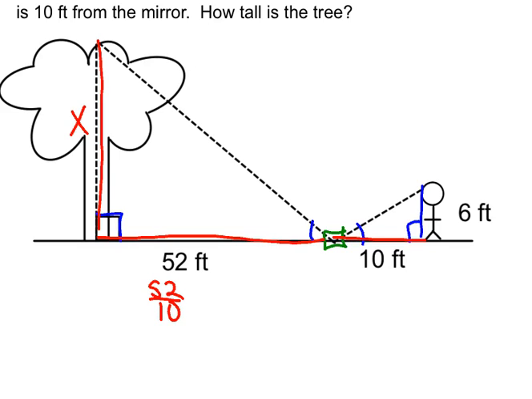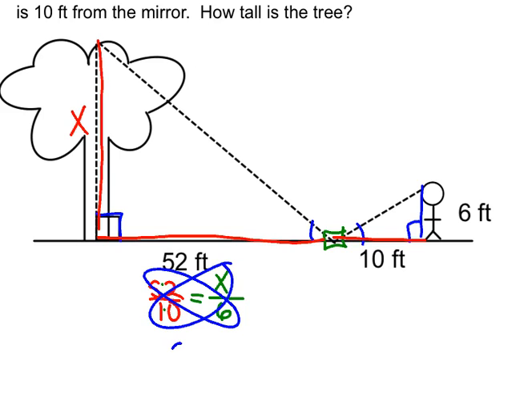Then, if you look at the height of the person, 6 feet, and the height of the tree, X, those are also our corresponding sides because they're the other pairs of legs. So since we went tree to person, we have to go tree to person as well. Tree height to person height. Now we're ready to use our cross products to solve and find X.